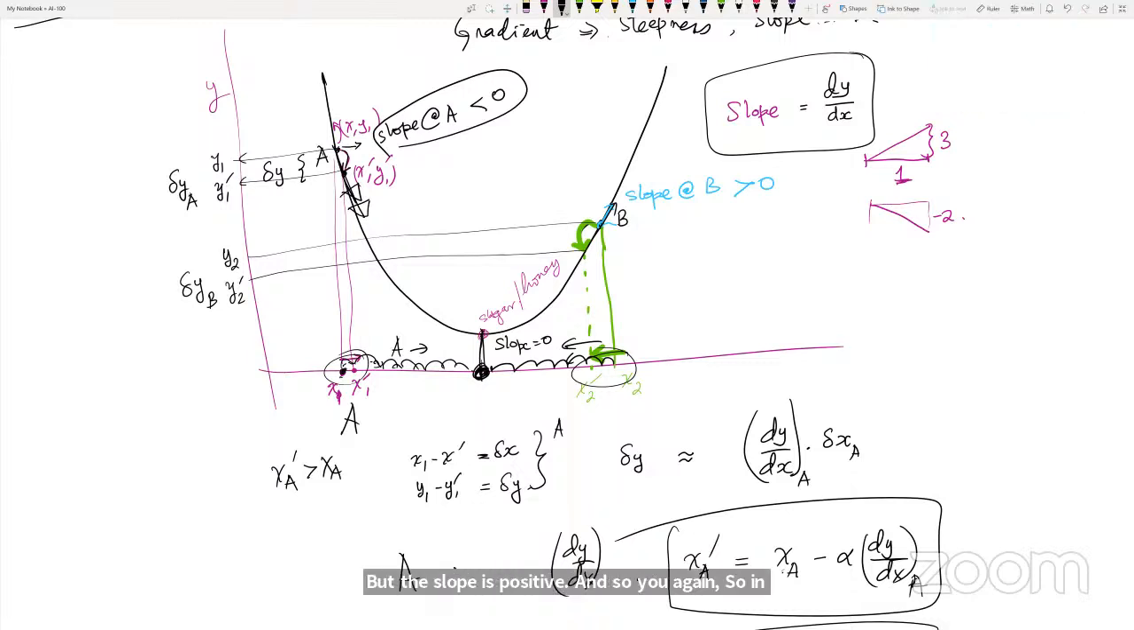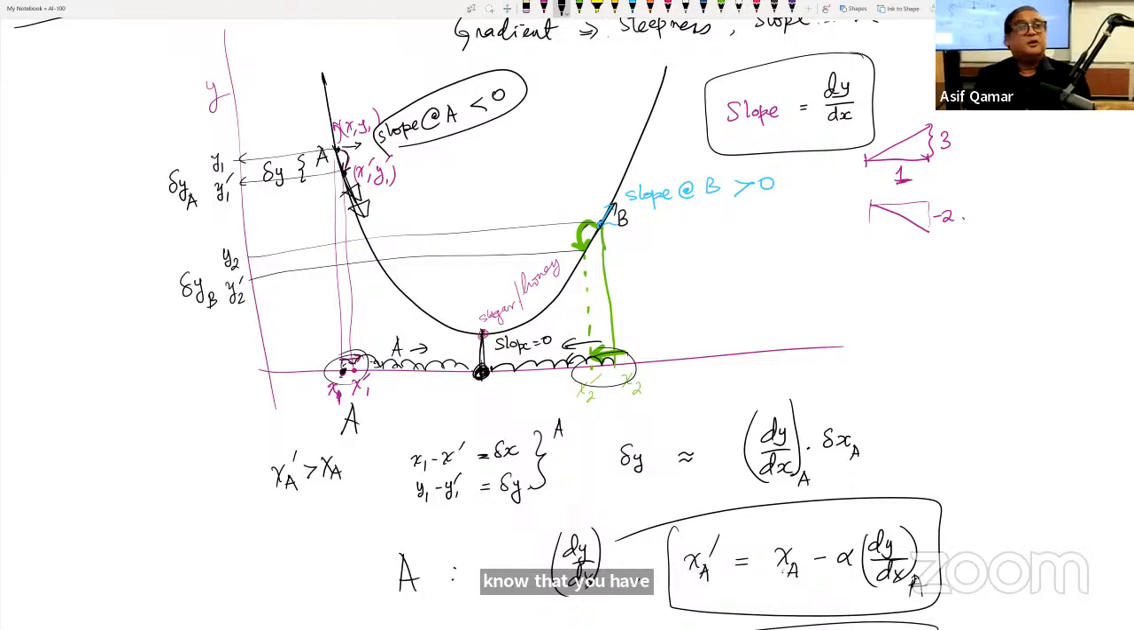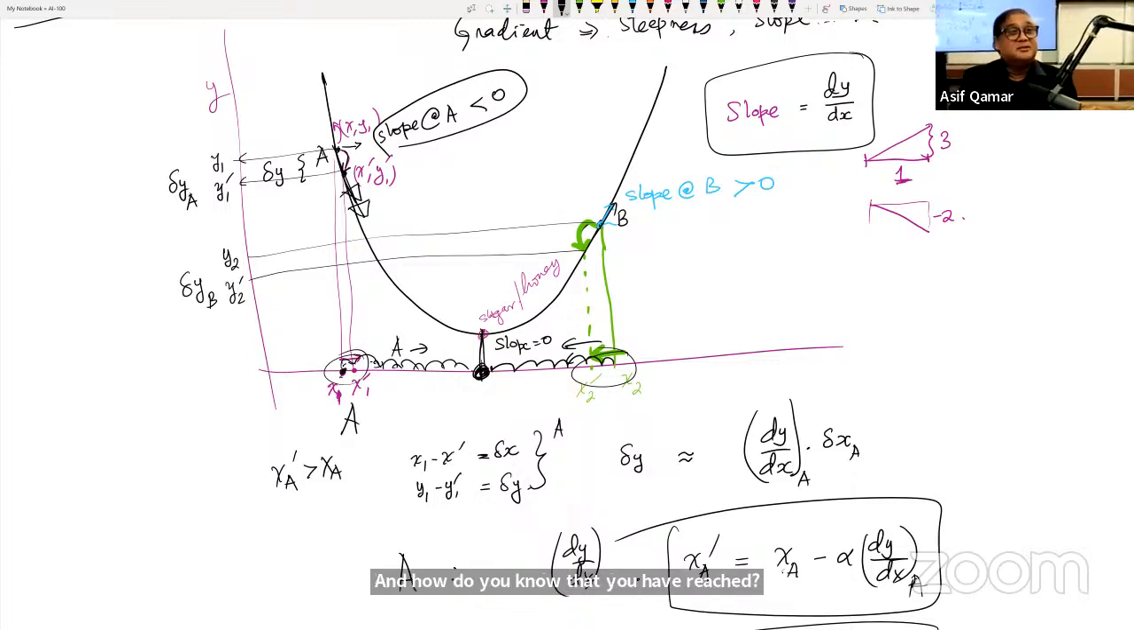And how do you know that you have reached? Slope is zero. When you take a step and you go nowhere, right? And you realize, oops, you're back to square one, right? So then you know you're done. Does it make sense?